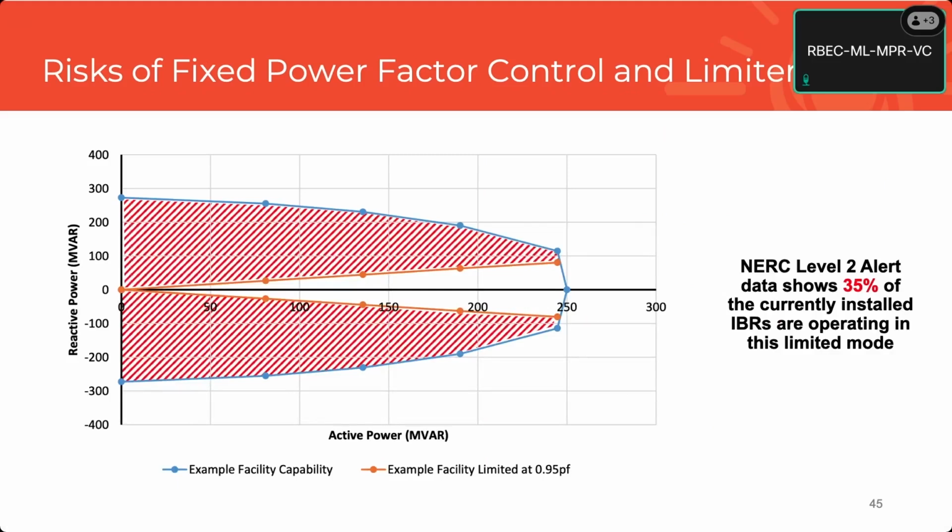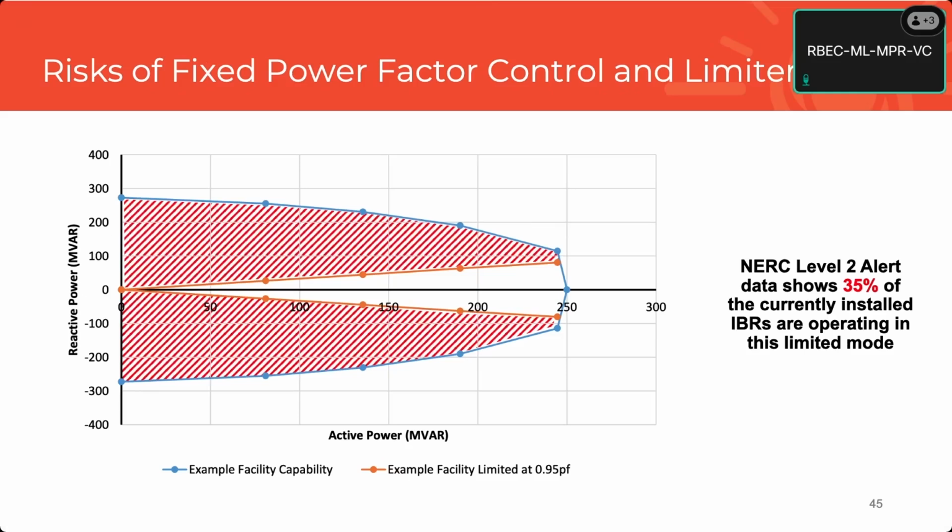Because if you're power factor limited, at least if you're injecting megavars and you need to absorb them after a fault, you could go the other direction just with that bound of 0.95 power factor. If you're fixed, you're fixed. If I'm fixed at 0.98 lagging and an event happens, I'm not absorbing any vars. I'm just staying exactly at that point.